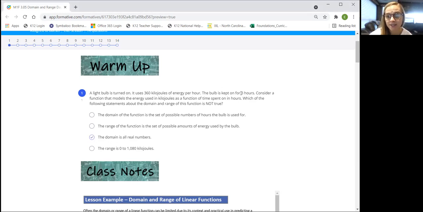And if I look at it, it says it's only kept on for 3 hours. So we're going to have from 0 to 3 hours. And it could be decimals in there, but it's only going to be from 0 to 3. And then it says the range is from 0 to 1080 kilojoules. So 0 hours times our 360 kilojoules is obviously no energy given off. Then if we take 360 times 3 to get our maximum amount of energy used, that gives us 1080 kilojoules.